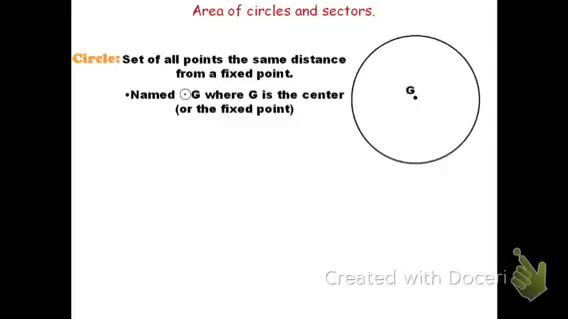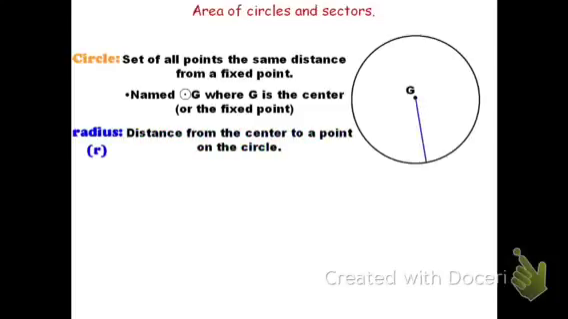The way we name it is that circle symbol. The capital letter becomes the center of the circle, so this is circle G with the center at G. The radius is something we'll often look at for circles. The radius is the distance from the center to any point on the circle.